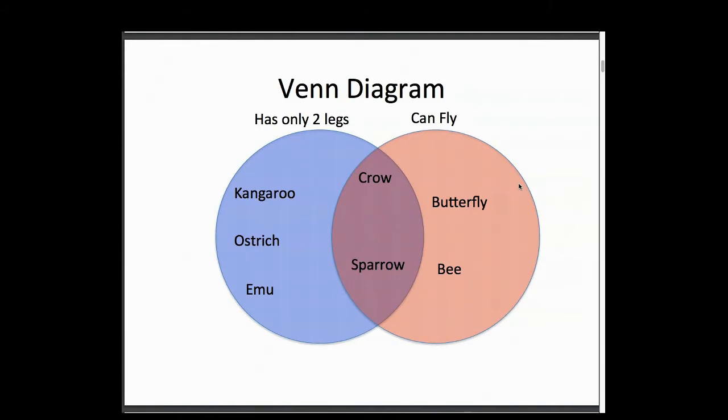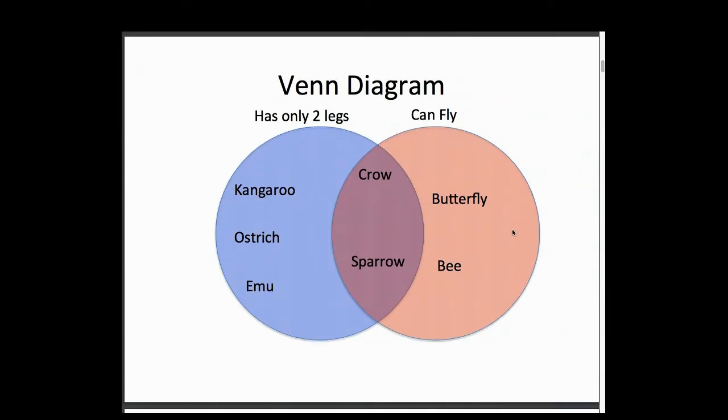So we're going to be discussing partitions, and we'll do it with some Venn diagrams. For those that don't know, a Venn diagram is basically a diagram that shows properties. Here we have a very simple one. Has only two legs is in blue, and you see that kangaroo, ostrich, eagle, crows, and sparrows have only two legs, and can fly is in red. Crows, butterflies, sparrows, and bees can fly. But there are ones that are in both, like the crow and sparrow, right? So we're going to use this to show how partitions work.